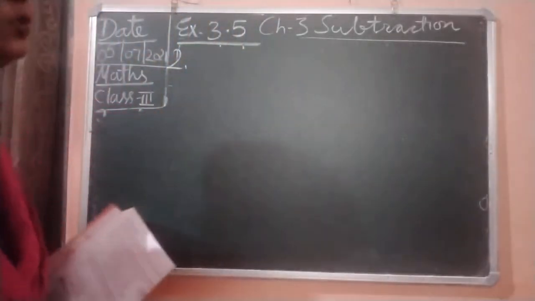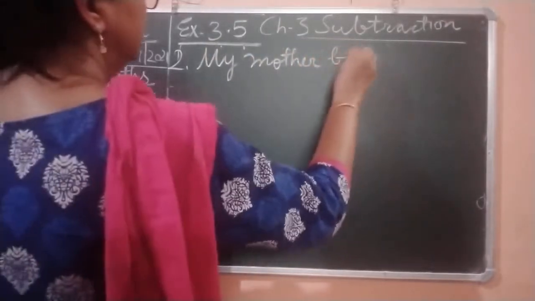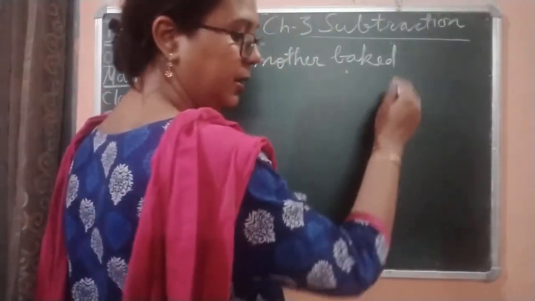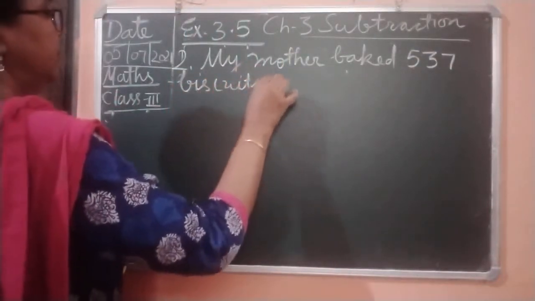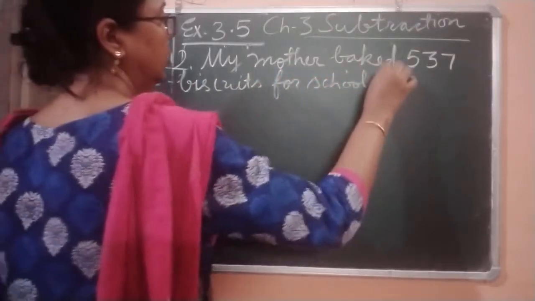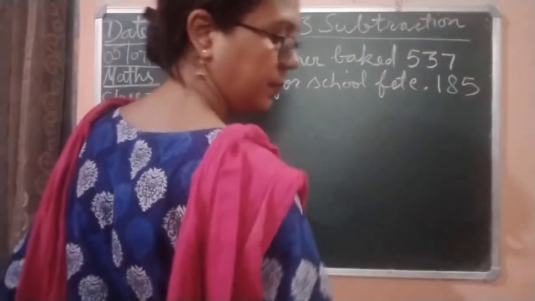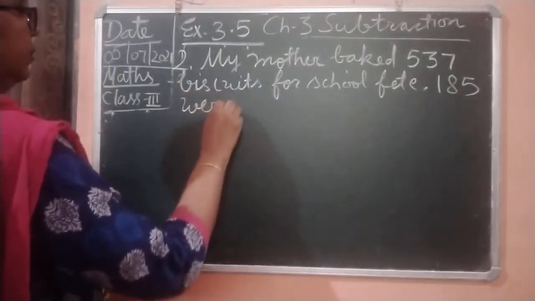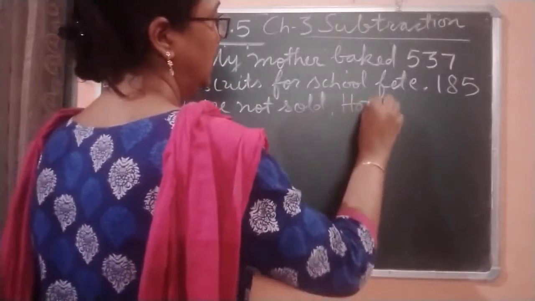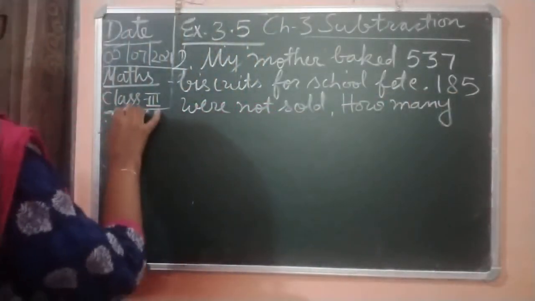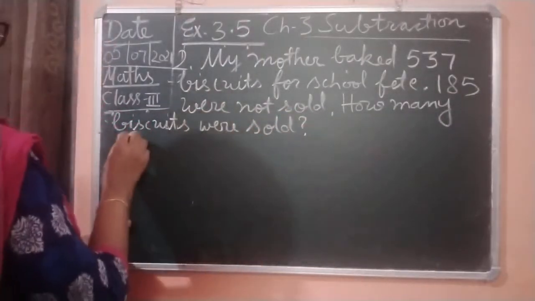Okay, so I am going to write over here question first. My mother baked 537 biscuits for school fete. Okay, and now 185 were not sold. Okay, so how many biscuits were sold? How many biscuits were sold? Okay, now write down solution.